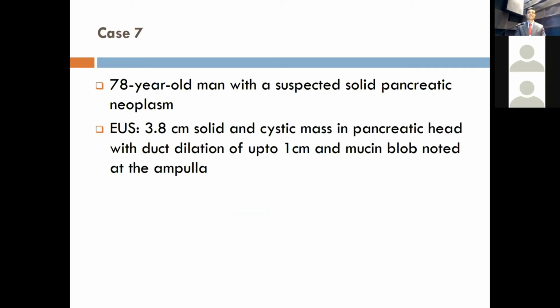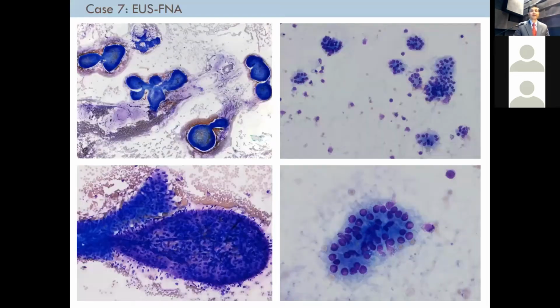So our next case is a 78-year-old man with suspected solid pancreatic neoplasm. EUS showed a 3.8 centimeter solid and cystic mass in the pancreatic head with duct dilatation and this characteristic mucin blob noted at the ampulla. The cytological preparations show these characteristic papillary formations. On high power, you can see some of these have a central fine blood vessel.